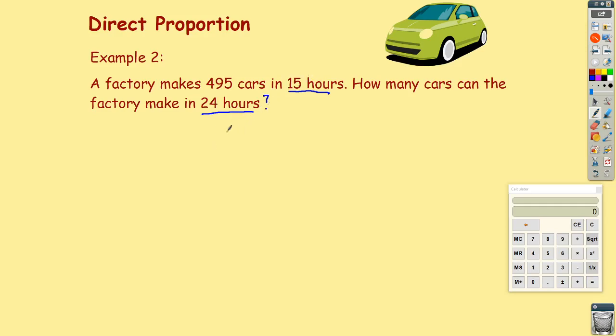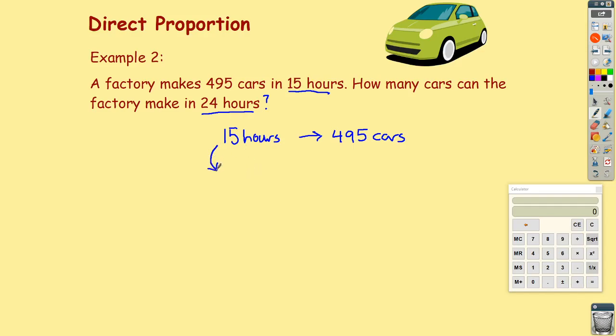So we know in 15 hours this factory can make 495 cars. What we want to know is how many can it make in 24 hours. And what we're going to do to figure that out is the exact same as we did in example 1 for our first step, okay?